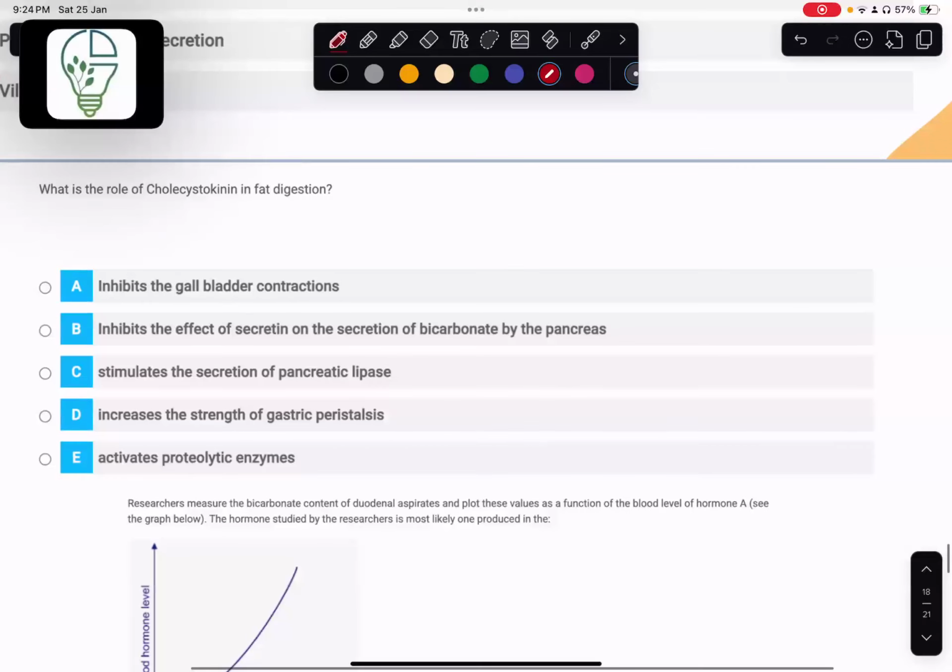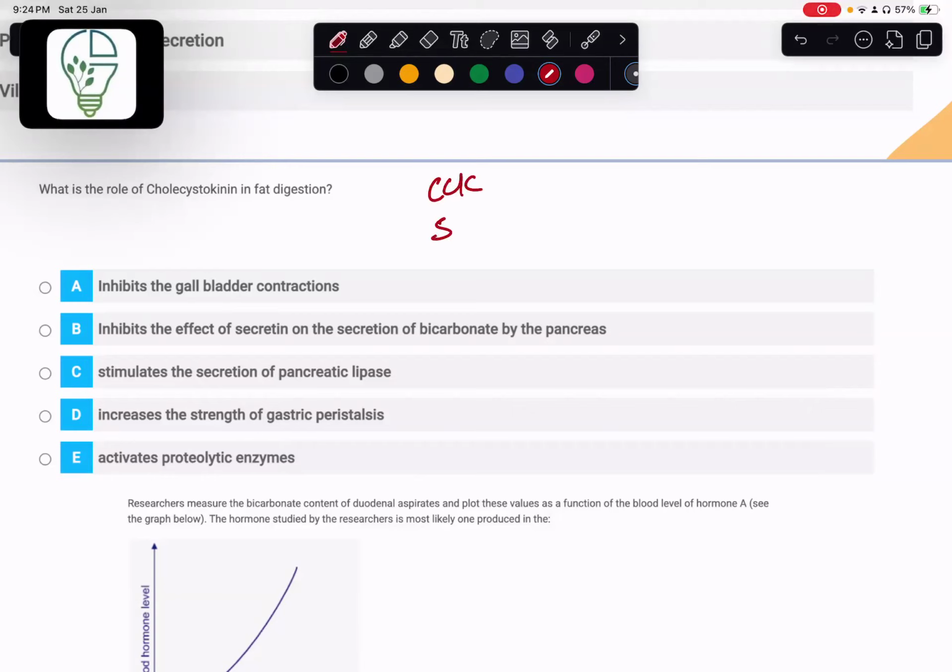What is the role of cholecystokinin in fat digestion? This is an easy question. Pause it. Okay. As we said, we have two hormones, CCK and secretin. This enhances or stimulates bicarbonate, and this stimulates enzymes. So, what is the answer?